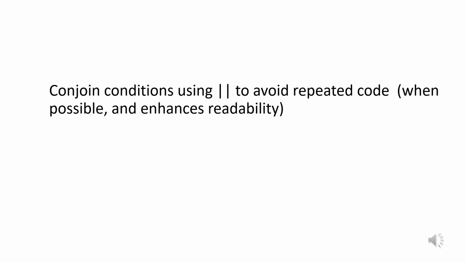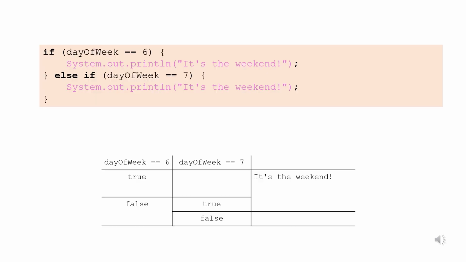So far, we talked about scenarios that we can conjoin conditions together using an operator to avoid nested if statements. Sometimes we can conjoin conditions together using OR operator to avoid repeated code. Now let's take a look at this code example.